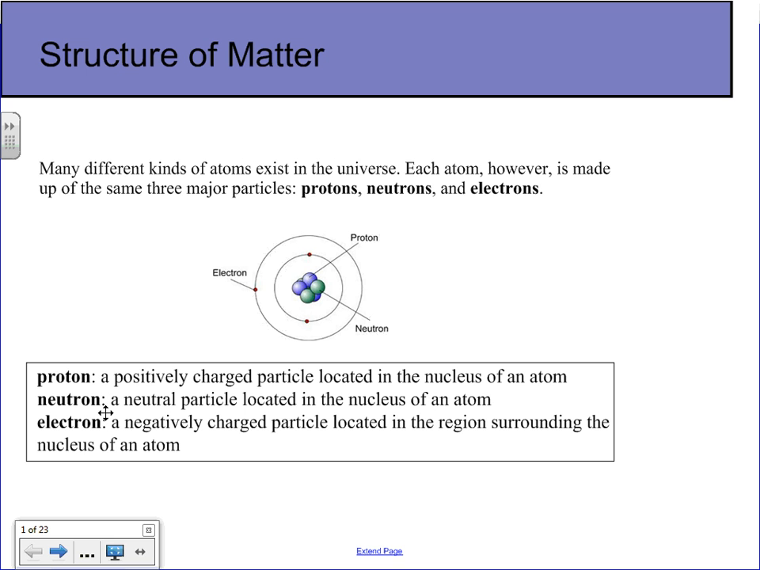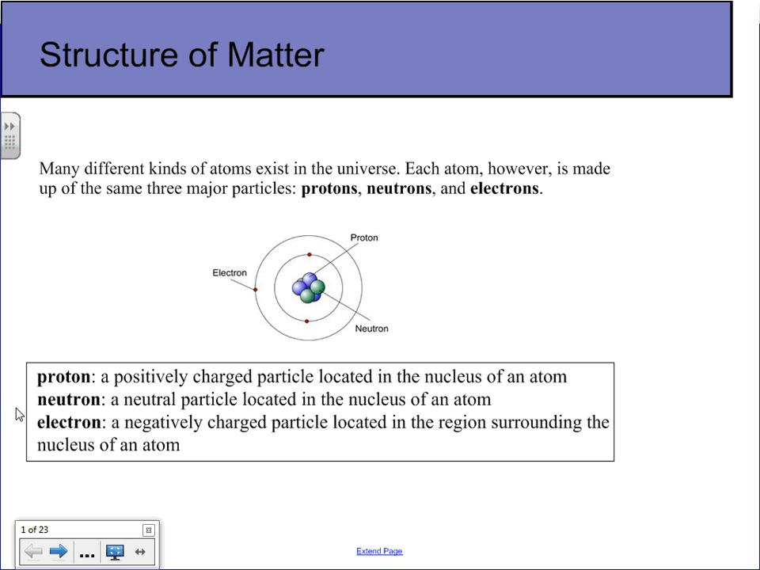So we are here today to talk about the structure of matter. There are many different kinds of atoms that exist in the universe, but each atom, however, is made up of the same three major particles: protons, neutrons, and electrons, as you can see in this configuration here. A proton is a positively charged particle located in the nucleus of an atom.